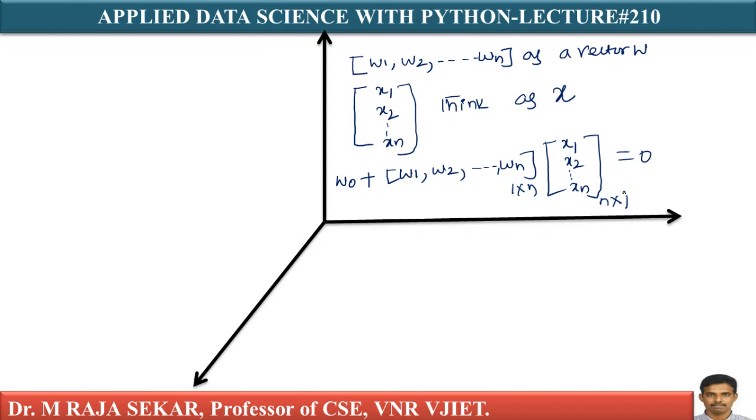This vector x has n rows. Just see, n rows and one column, isn't it? It has only 1 column. This vector w has 1 row and it has n columns. If you recall the matrix multiplication, you can multiply 1 by n with n by 1 to get a 1 by 1 matrix, which means I will get a scalar, isn't it?